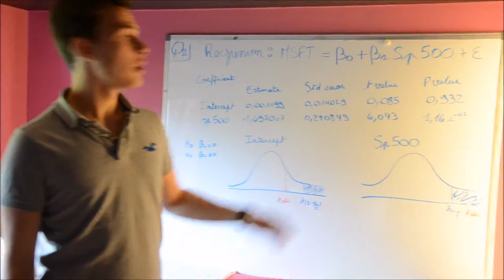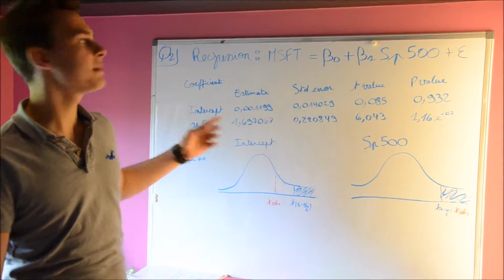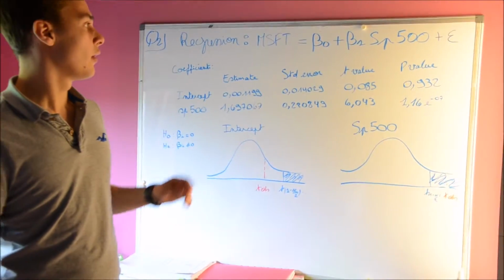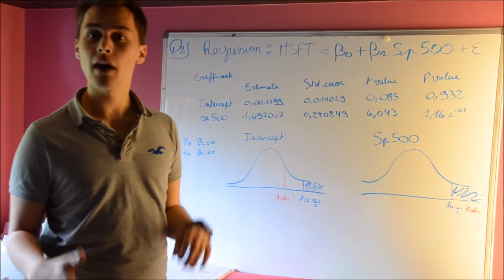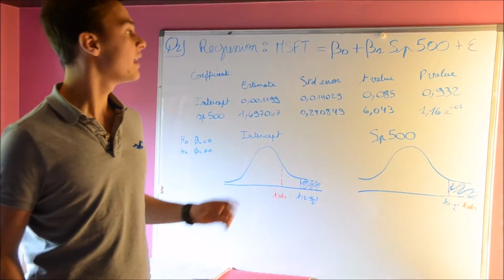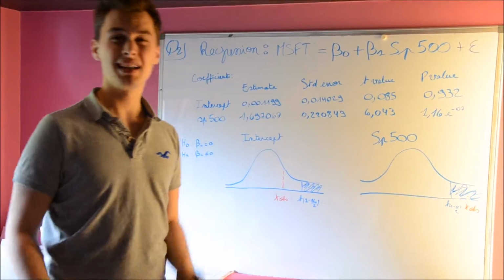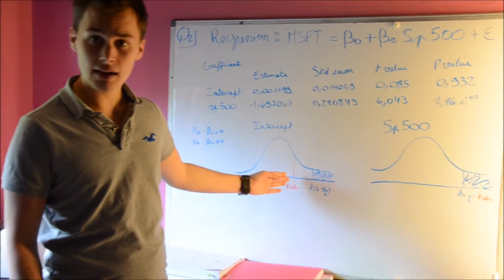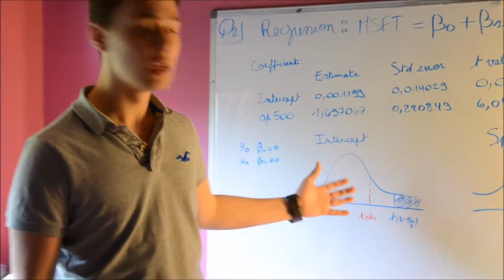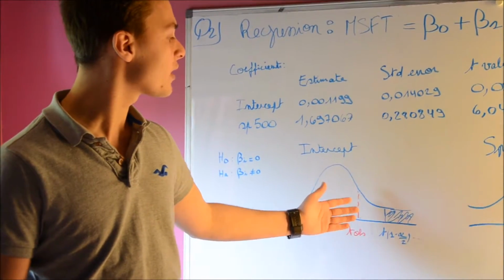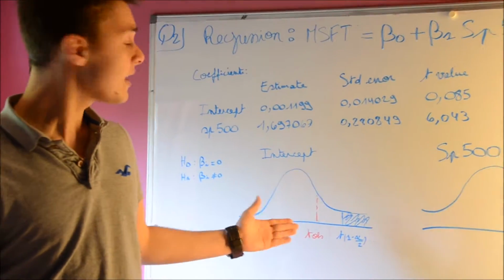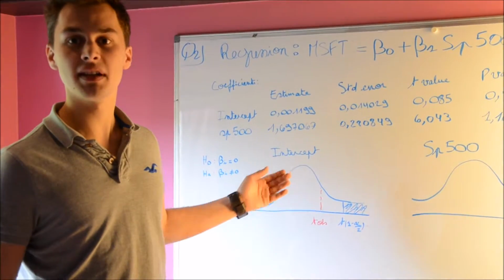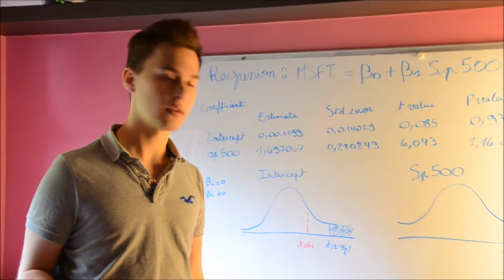Another thing is the p-value. The p-value of the intercept is 0.932. It means that the probability to have a more extreme value than the computed statistic is 93.2%. It's extremely high. So it implies that we are very much on the left side of the critical value, and we are definitely in the non-rejection area. It says that we do not reject the null hypothesis and the intercept is not statistically significant.